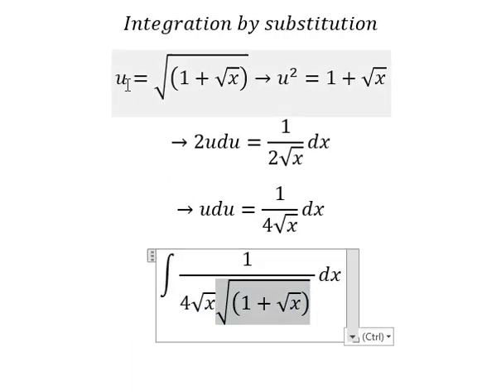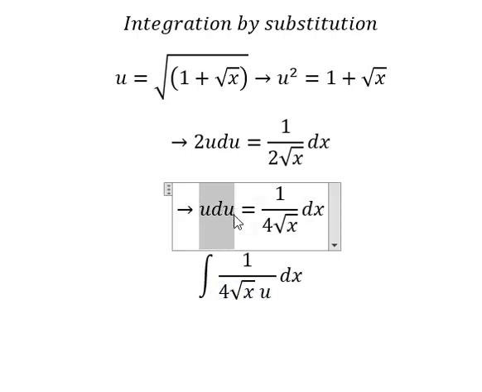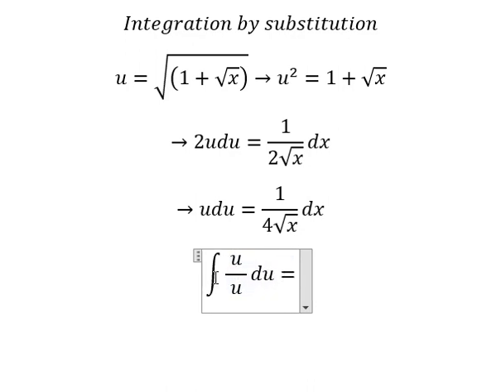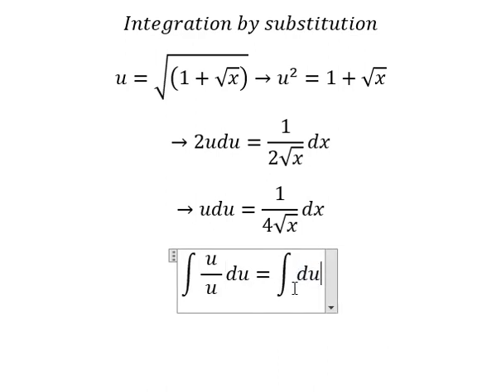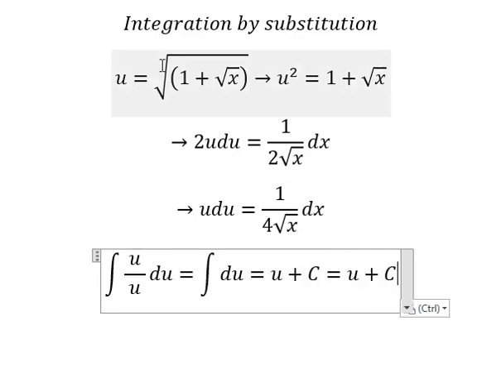This one is u. This one we get u du. And now we have the final answer. In terms of u, it is this one.